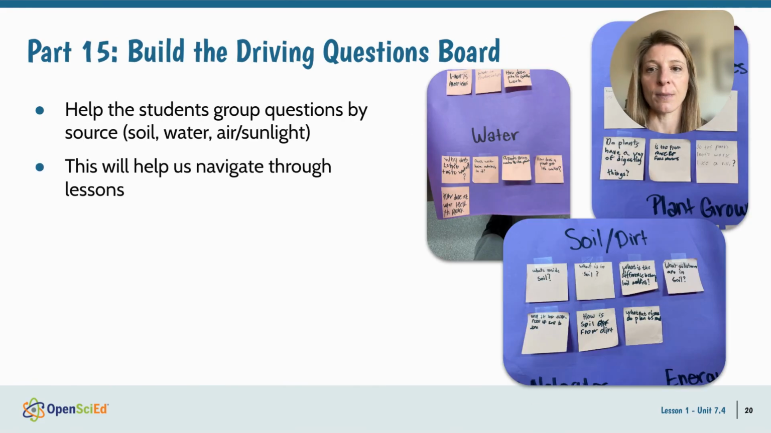In part 15, when you are making your DBQ or your driving questions board, remember to group the questions by source. All the questions for soil, all the questions for water, and all the questions for air and sunlight, those should be different groups. So if a student asks a question like, is there fat in dirt? Remember, we're going to want to highlight this because this is going to lead us to our lesson 2 investigation.